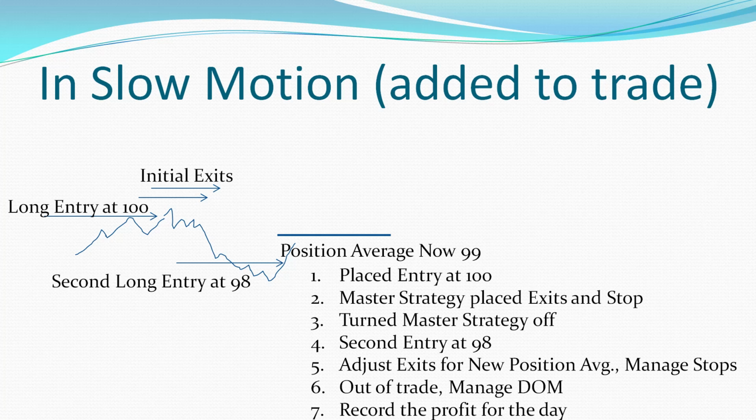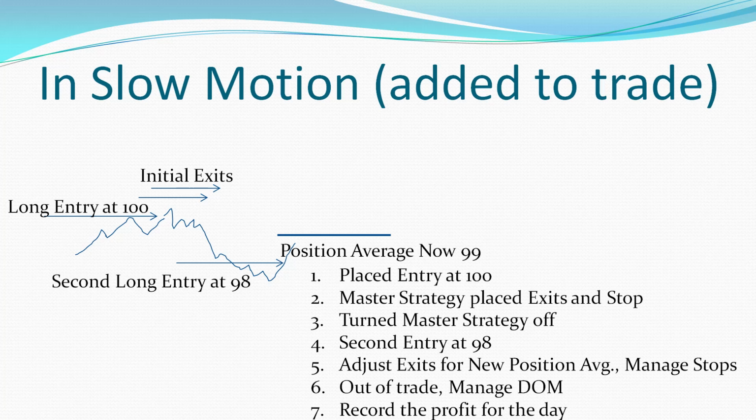I made an entry at 100. I made an entry at 98. So my position average is 99. Now, this is simple math. The dome will always tell you what your position average is, right? So it's on your dome, you'll be looking at kind of like the white area on your dome. That is your position average. And it's where green meets red, right? In that area is going to be your position average.